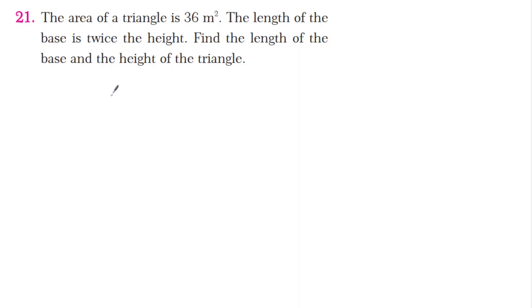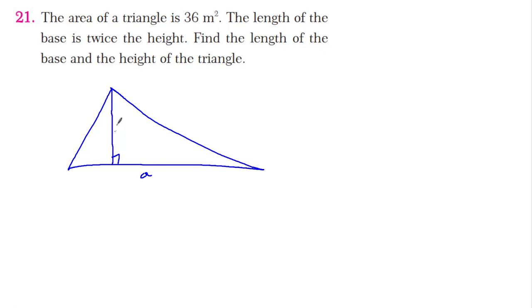The area of a triangle is 36 meters squared. The length of the base, so there is a triangle here. Let's say this is the base A and this is the height upon that base. The length of the base is twice the height. So that means A is twice the height. Find the length of the base and the height of the triangle.